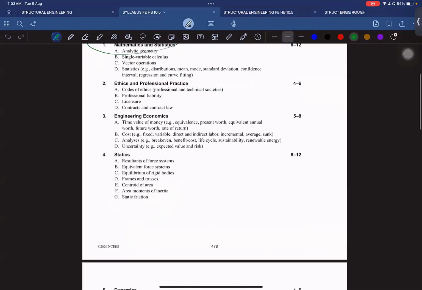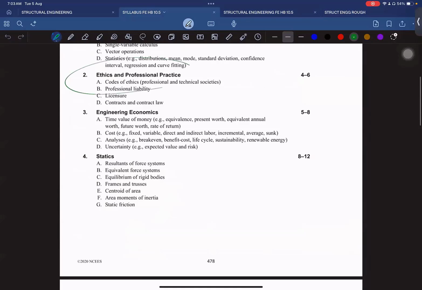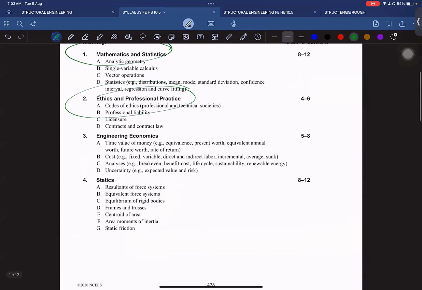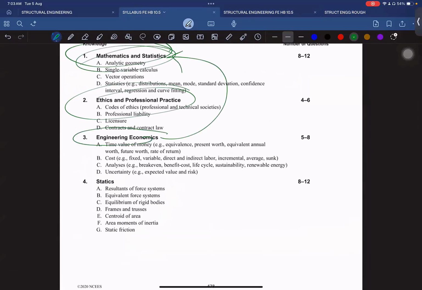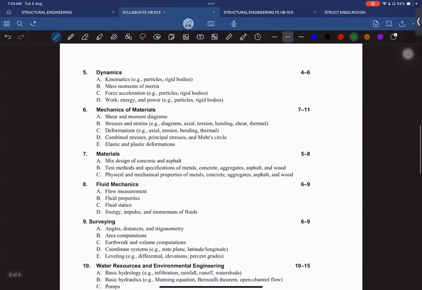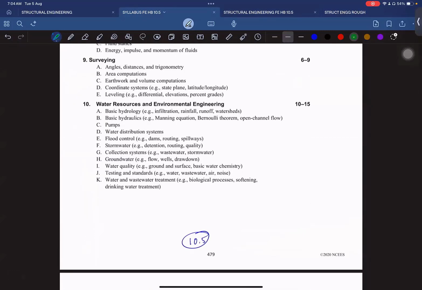And then ethics and professional practice, this is some other subject. And engineering economics, it is related to the maths. So this has to be predecessor, successor. Like in project management, we have preceding activities, succeeding activities. And then surveying. Surveying is also a general topic which is related to basic math, summations, subtractions, and so on.